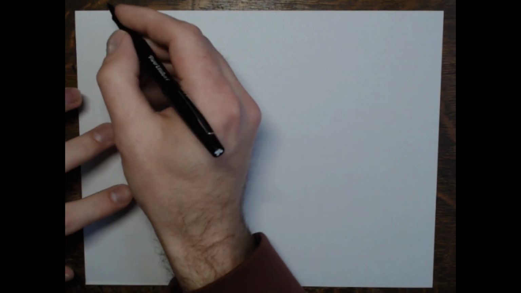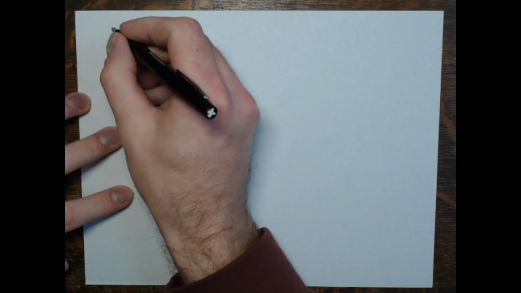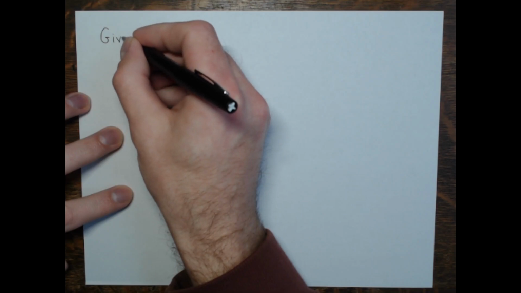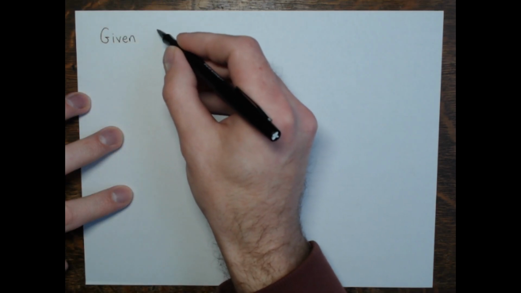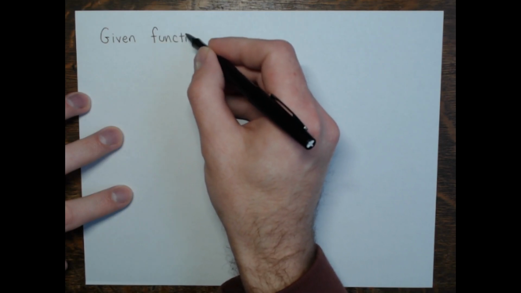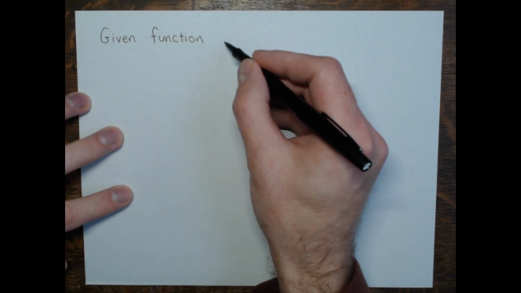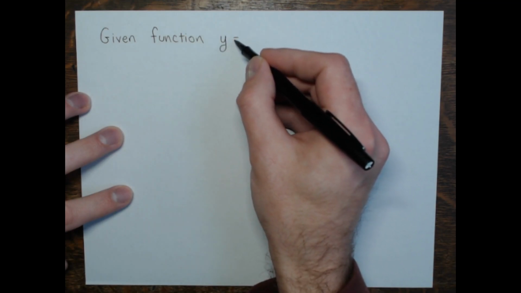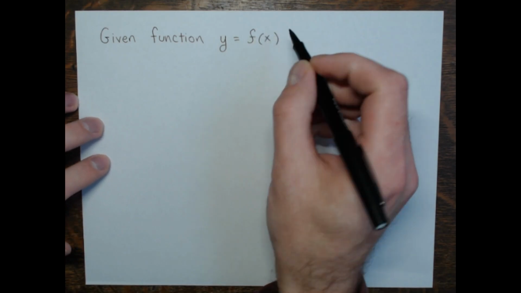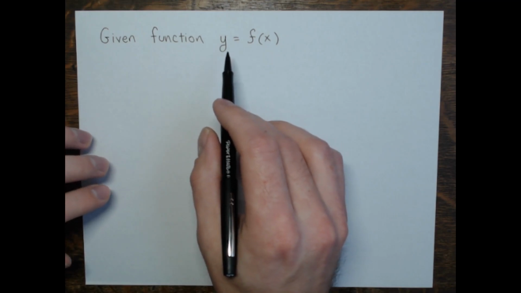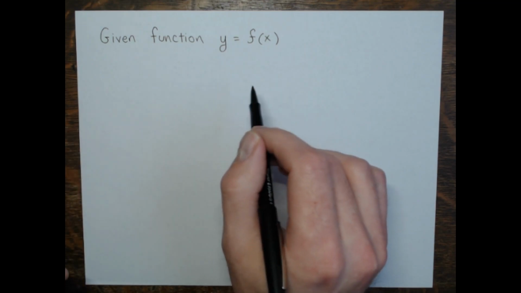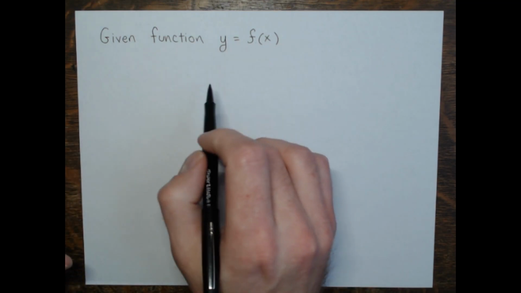So here we're going to be talking about what the second derivative tells us. Right, so given a function, just say some function of x, y equals some function f of x, that is twice differentiable, meaning that it has a first derivative and second derivative function that we can find.